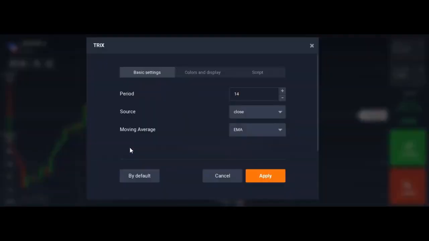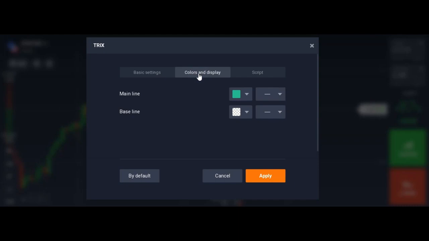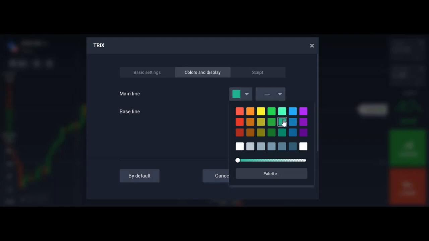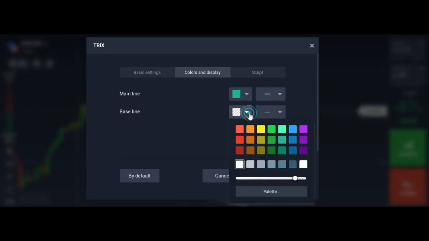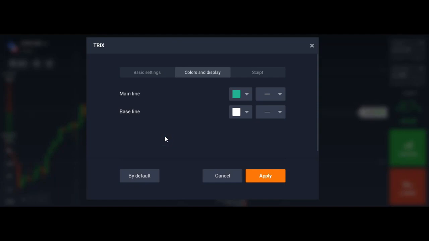Trix. In period we put 7. In source we put close. In moving average we put EMA. In color we put water green on thick line. And here we take out the transparency so we can see the baseline. We also put thick line.